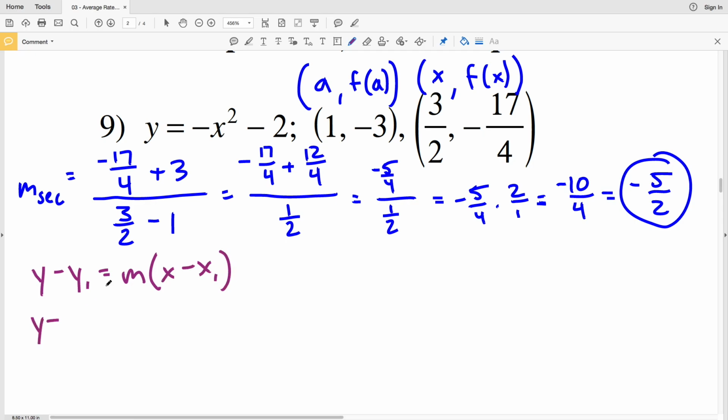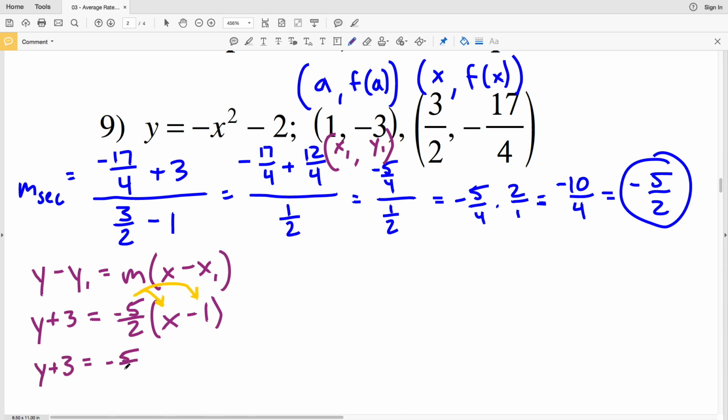So for y1 I'll use negative 3. So y minus negative 3 is y plus 3, and that's going to be equal to our slope of negative 5/2 times x minus x1, where x1 is the x coordinate that goes with the y value, which is 1. So now I'll distribute my negative 5/2. So I'll have y plus 3 equal to negative 5/2 x minus a negative 5/2, or plus a positive 5/2.